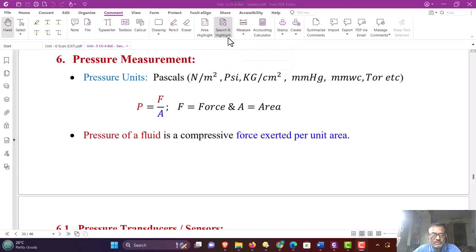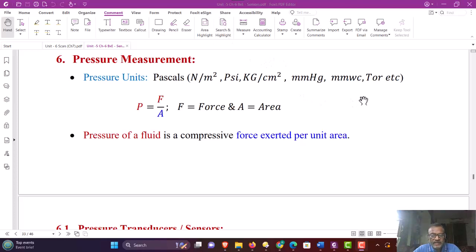Today we are going to learn the pressure sensors and pressure measurement techniques. The pressure is measured in various units like Pascal, Newton per meter square, PSI, kg per centimeter square, mm of Hg or of water column. The negative pressure is also measured in torr. Normally torr is the unit which measures the pressure below atmospheric pressure, that is vacuum.